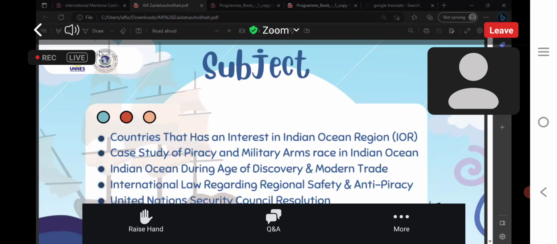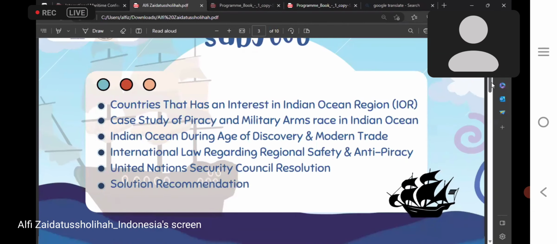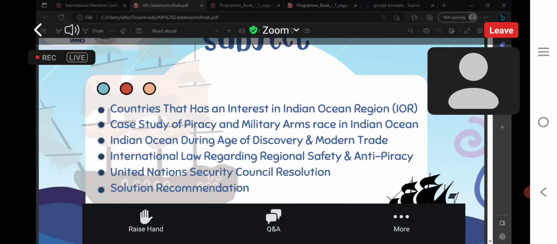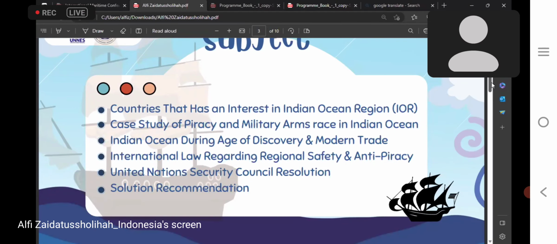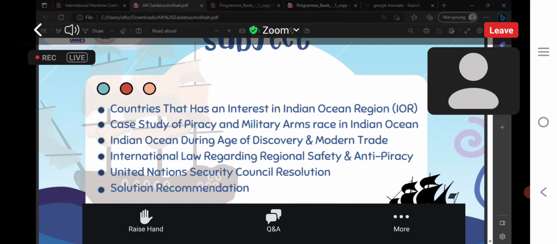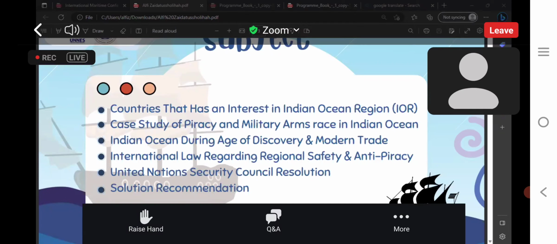We divided our presentation into six main parts, like you can see on the screen. First, we're gonna take a look at countries that had an interest in the Indian Ocean region. Secondly, we're gonna talk about the case study of piracy and military arms race in the Indian Ocean, the Indian Ocean during the age of discovery and its importance in modern trade, international law regarding regional safety and anti-piracy, UNSC resolution, and it will be closed with our solution recommendation.